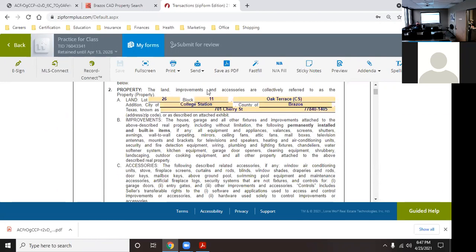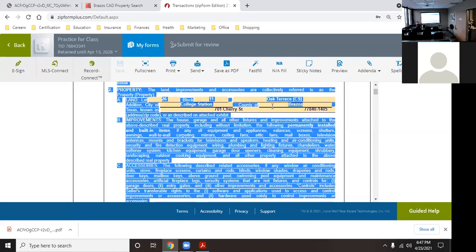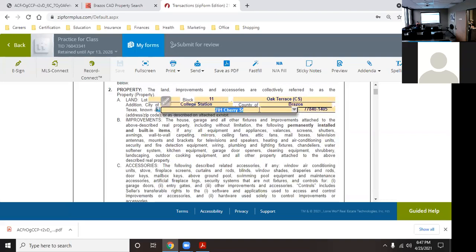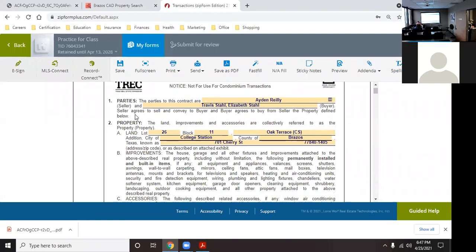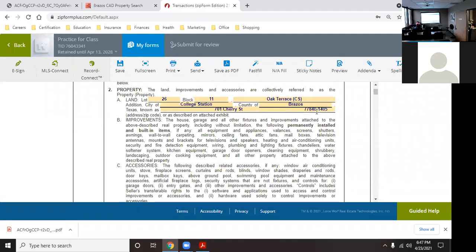So you put lot, block, subdivision name, city, county, and then the address. So 701 Cherry Street. You don't have to put 701 Cherry Street, College Station, Texas, because that's what this says right here. It says the city and county is going to be the same, and it says county of Brazos, Texas. So it has Texas in here already because this is a TREC form. And then the zip code right here.